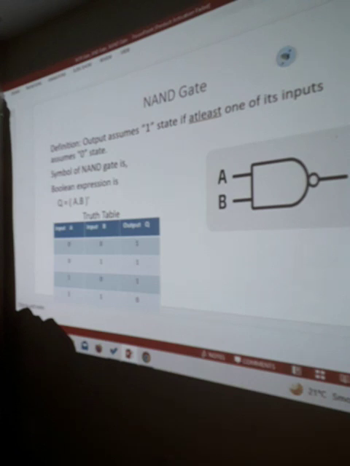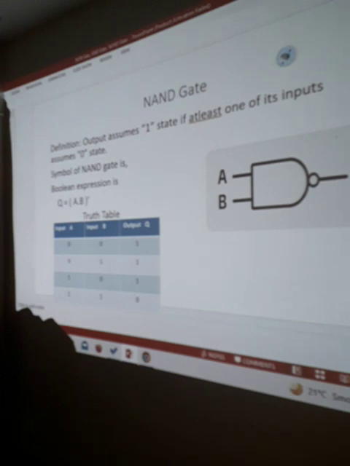In this slide, we have NAND gate. We can define NAND gate as output assumes one state if at least one of its inputs assumes zero state. Symbol of the NAND gate is also shown, in which we have two inputs A and B and one output Q. Its Boolean expression is Q is equal to A dot B whole complement, and in the truth table we have two inputs A and B and one output Q.